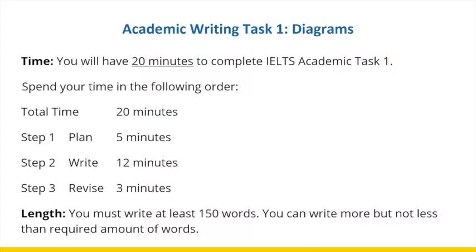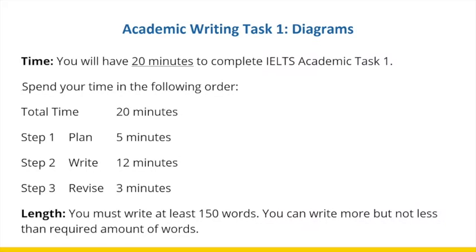In this slide, we'll have a brief overview to the academic writing task 1 about diagrams. Diagram essay looks quite similar to graphic essay, but it has different requirements to accomplish during this task. You'll be given the same amount of time, 20 minutes, to complete this task. You should spend your time in the following order. Step 1, planning your essay. It can take you about 5 minutes, but this is a very important step. So make sure to spend at least 5 minutes to read your prompt and understand your diagram.